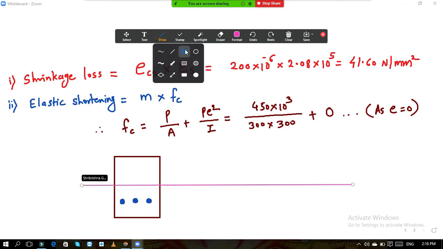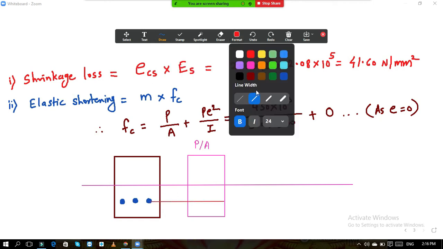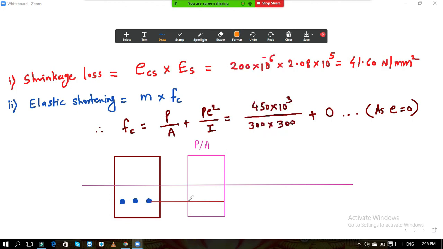Now if you draw the direct stress diagram, due to the prestress we want to calculate the stress. This is your P by A diagram. If I want to calculate the stress at this level, so what is the stress at this level? Now I want the stress at this level in the concrete. This is the concrete, direct stress in concrete. So this is called as Fc. In this case, this is Fc.